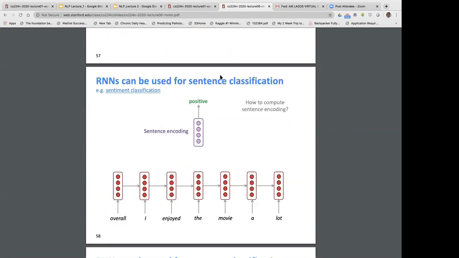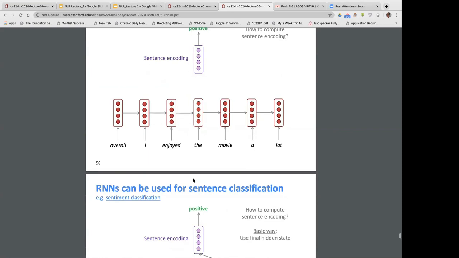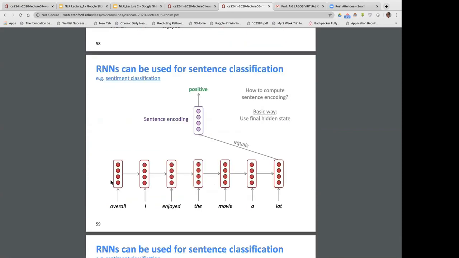Next is sentence classification. You have, "Overall, I enjoyed this movie a lot." Earlier someone asked about sentiment analysis, and this is an example of sentiment analysis. Is this a positive sentence or a negative sentence? A positive sentence. This is our target. There are different ways to do it. You can encode all this information and then use your last hidden state to make predictions.